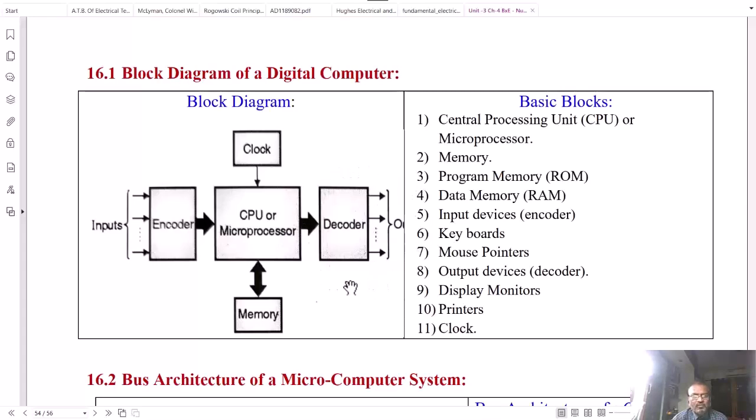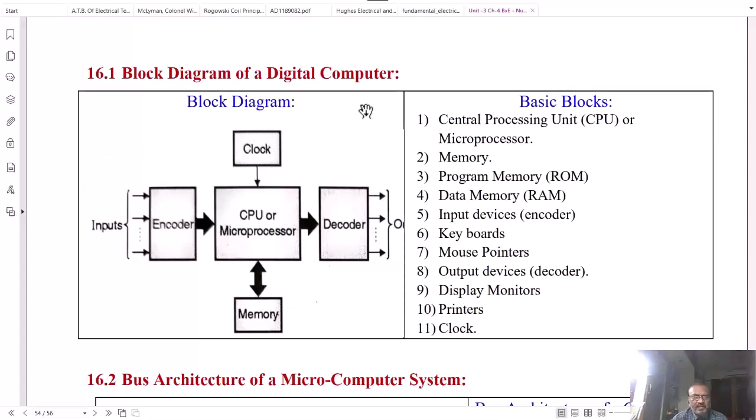The very common output device is a display monitor, on which you can get the visual information of the output generated by the central processing unit by execution of the programs. Another output device can be a hard copy printer. There are many other output devices also possible. So this is, in short, the block diagram of a digital computer.